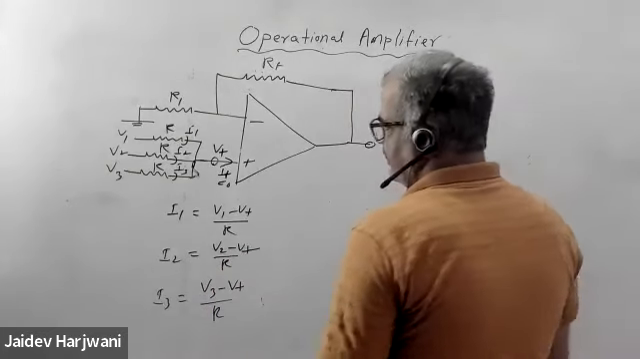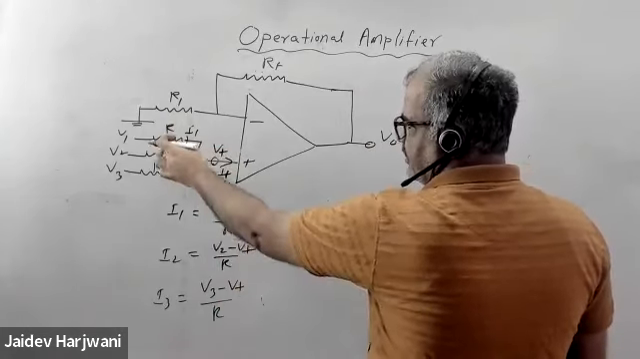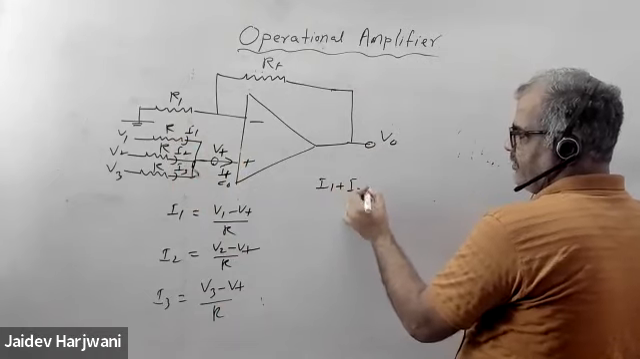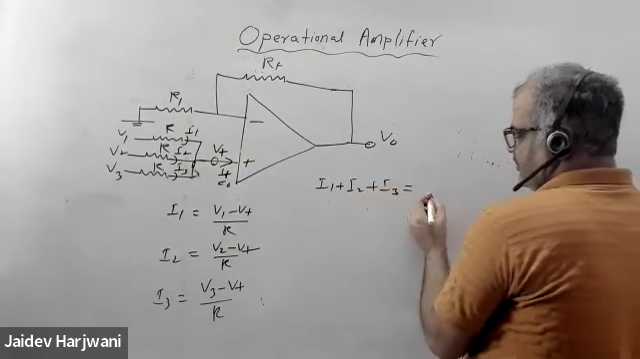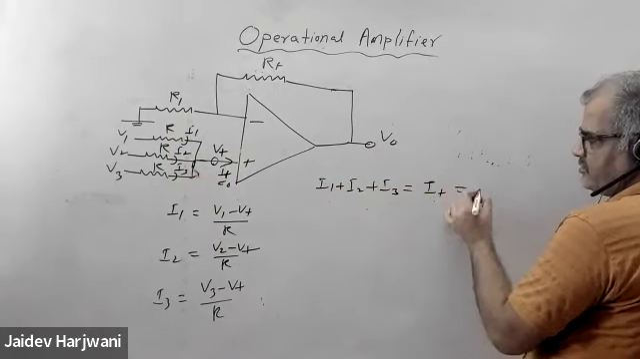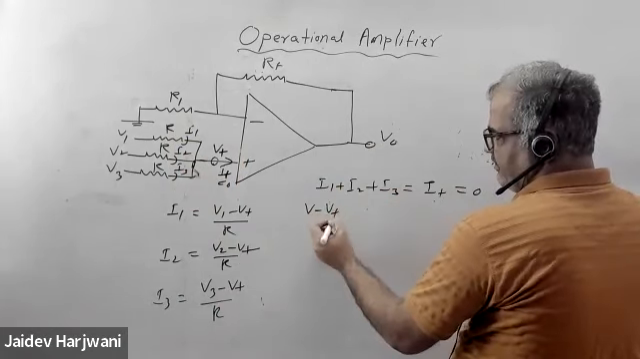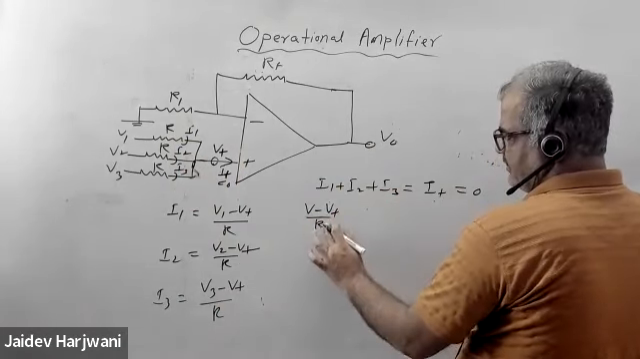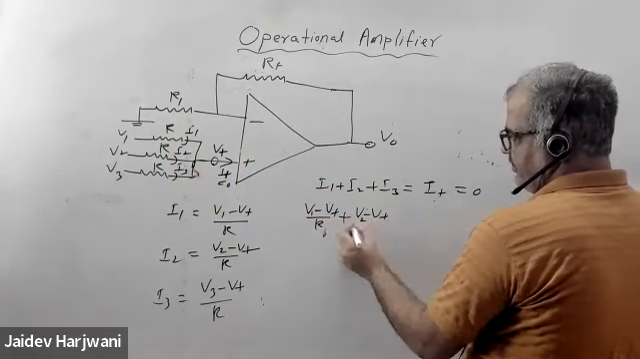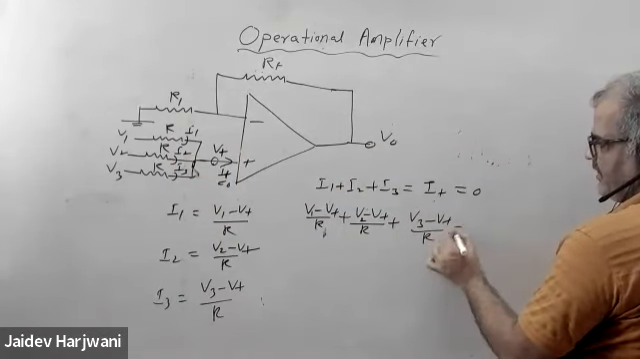Okay. Now the sum of these currents is 0. No current is going here. So whatever current is going, the sum should be 0. That means my I1 plus I2 plus I3 should be equal to the current going to the terminal, that is equal to 0. Okay. Now put the values here. So you have (V1 minus V plus) upon R plus (V2 minus V plus) upon R plus (V3 minus V plus) upon R equals 0.